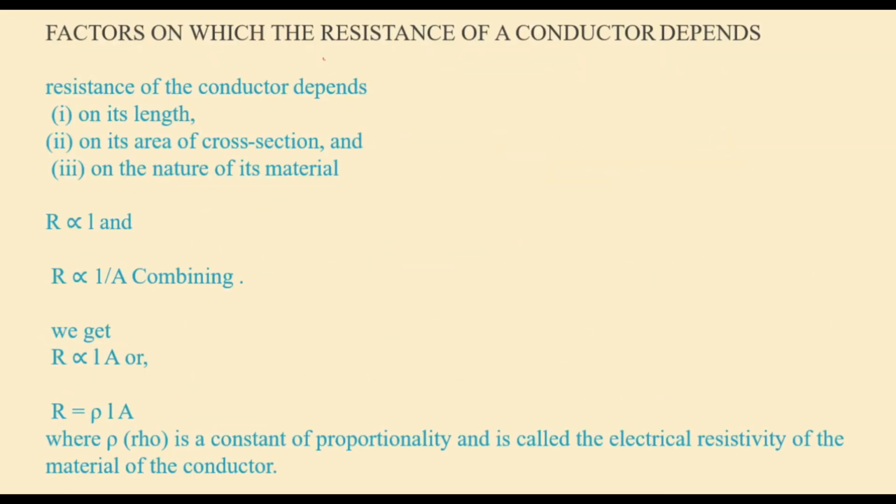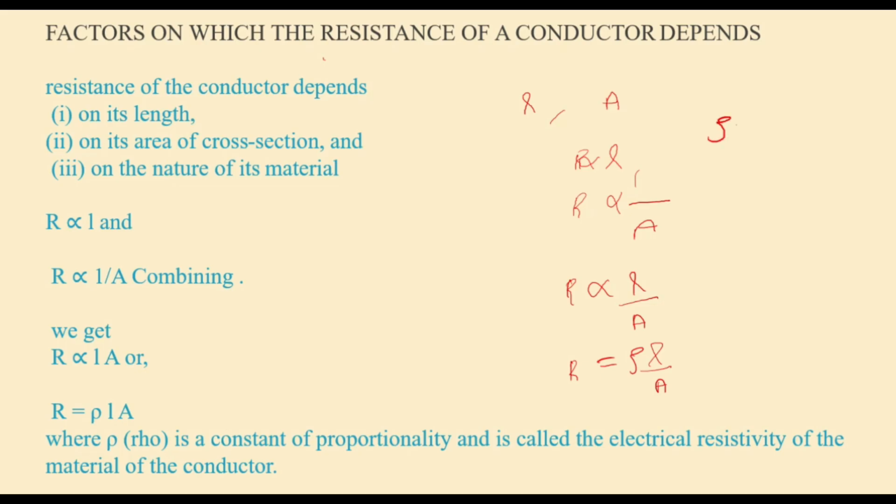Factors on which the resistance of a conductor depends: the resistance of a conductor depends on its length L, its area of cross section, and the nature of the material. So R is directly proportional to L and R is inversely proportional to the area A. Area increases, resistance decreases. So we can write R proportional to L by A, R is equal to rho into L by A. Rho is the resistivity, the proportionality constant.